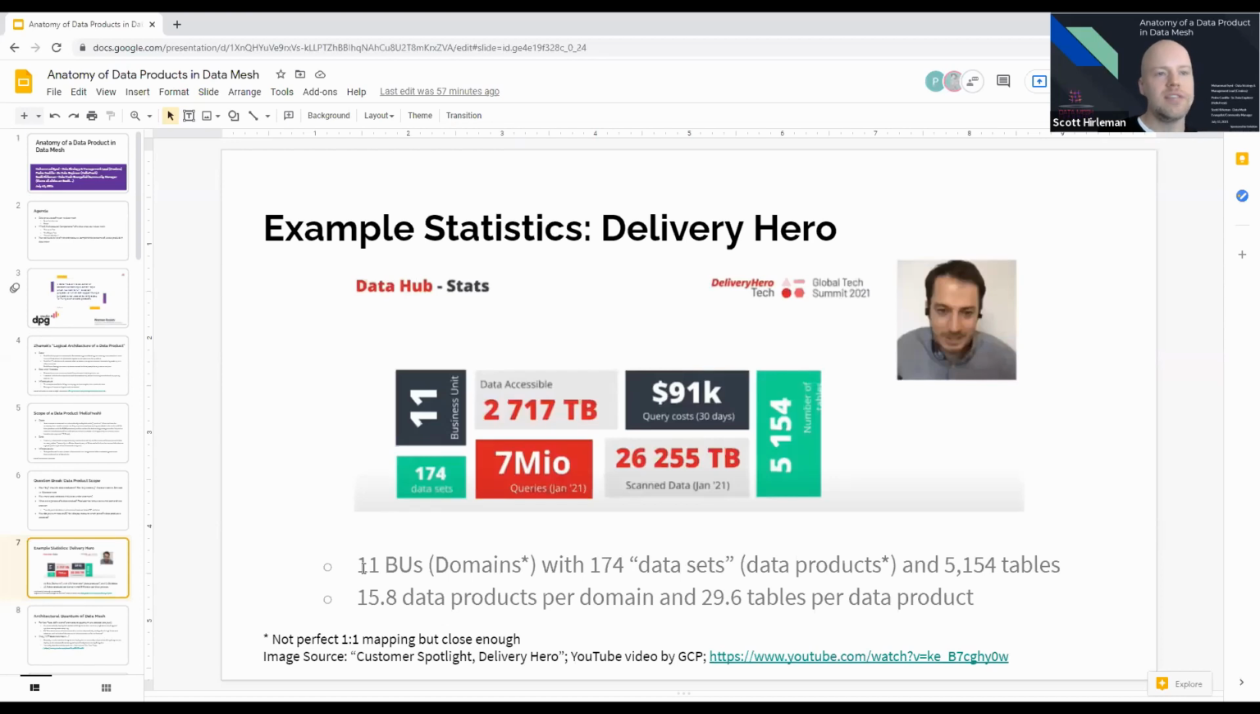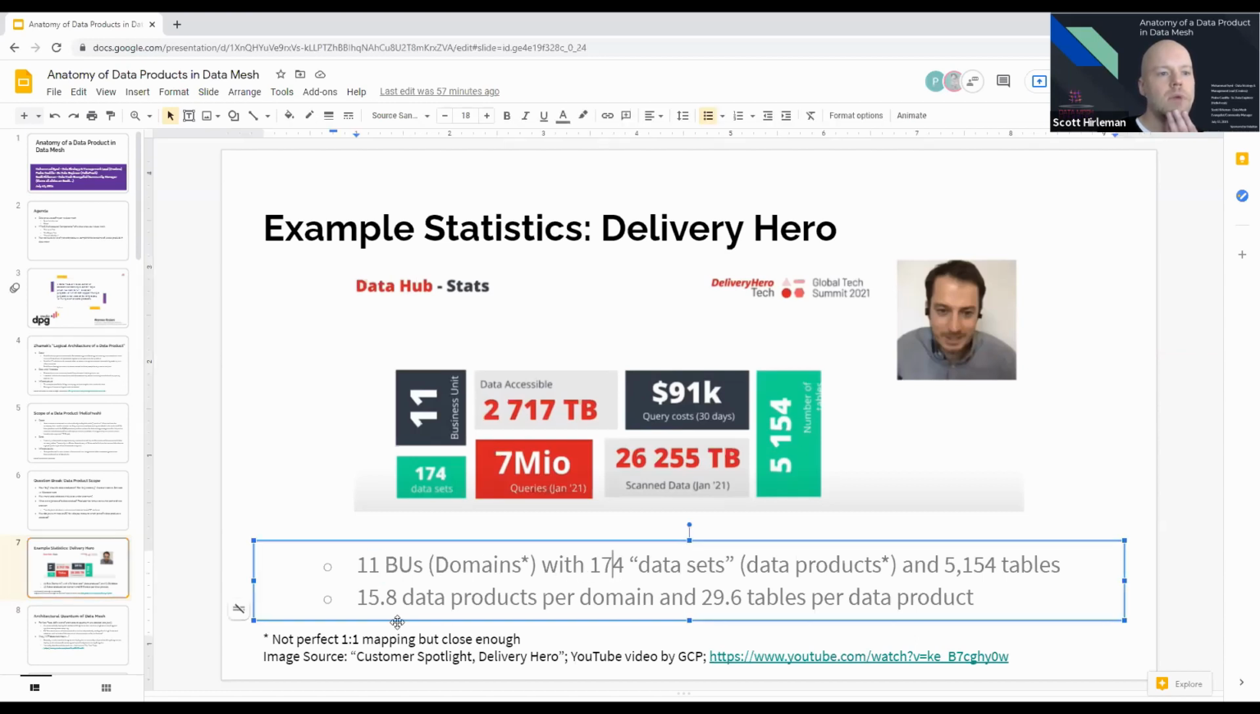So this is as they're bringing more and more domains on, getting their feet underneath them, and decomposing and adding additional things. They've got what amounts to about 16 data products per domain, and it's different for each domain, obviously. And then about 30 tables per data product.